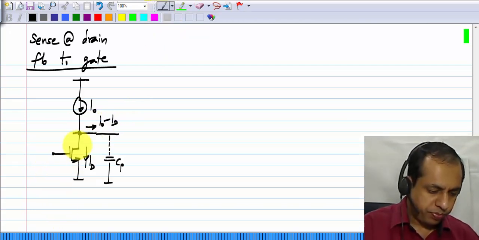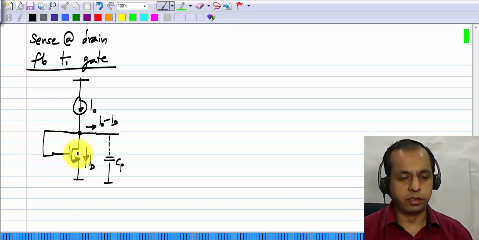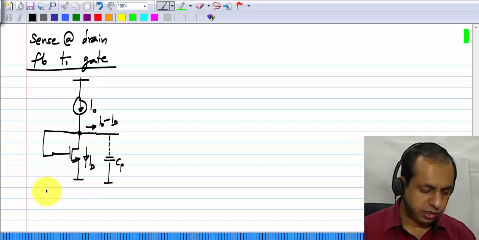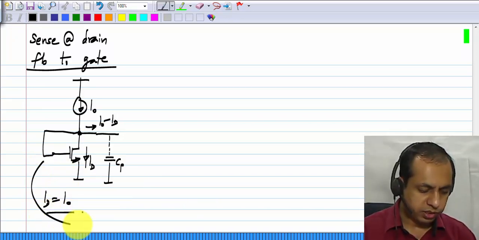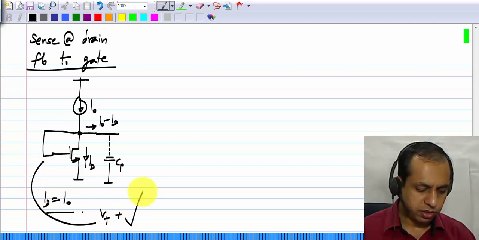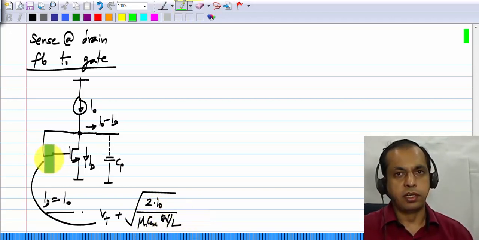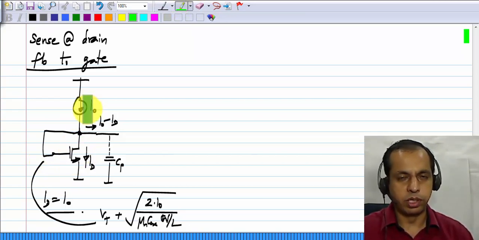So we can connect the drain to the gate and complete the feedback network. This will in steady state ensure that ID equals I0. The gate voltage will get adjusted to the threshold voltage plus the square root of 2 times I0 by mu n Cox W by L. That is, it's exactly like varying the gate voltage until the current in the MOS transistor becomes exactly equal to I0. Then any variation here will stop.